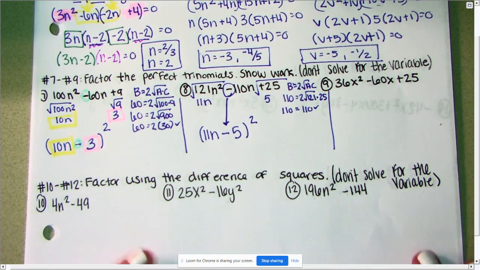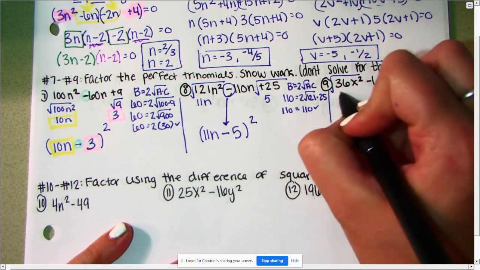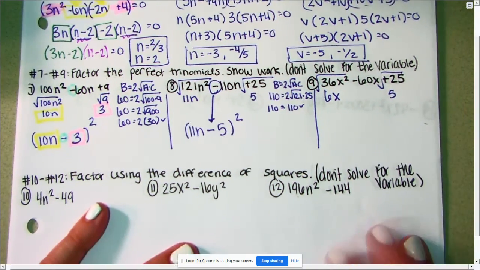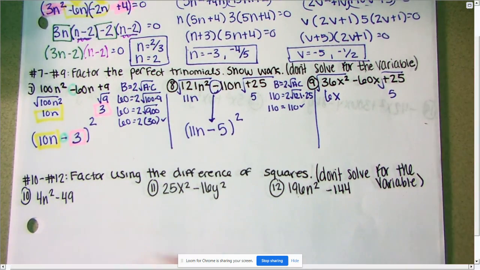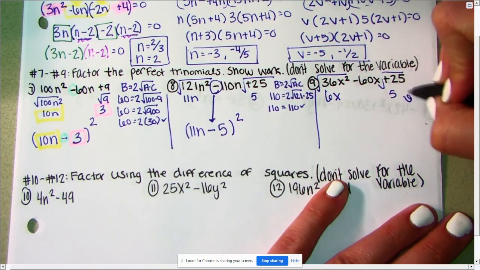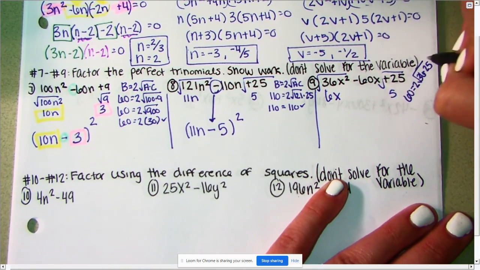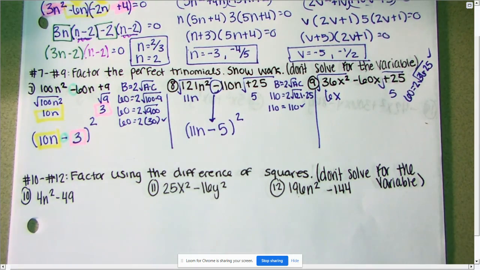All right, let's hop to 9. I'm going to test. I get 6x, then 5. To test, I should get 60. I'm going to have to write to the side. I'm going to lose some space. 60 equals 2 square roots of 36 times 25. And it does, in fact, equal 60.